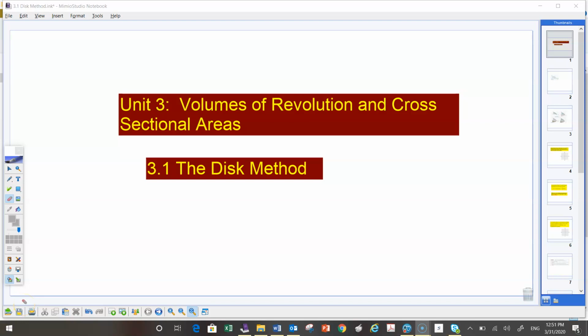This next chapter, chapter 3, we're going to be dealing with volumes of revolution and cross-sectional areas. And the first section of chapter 3 is called the disk method.